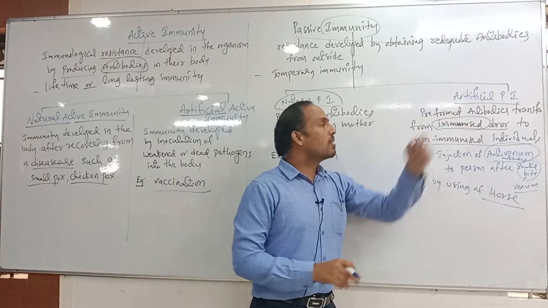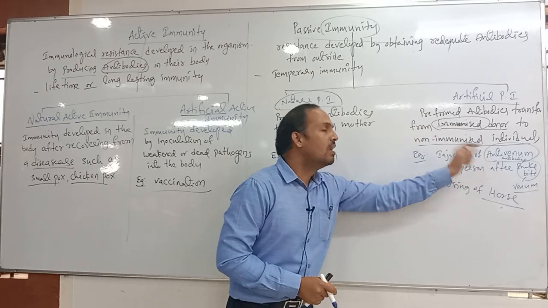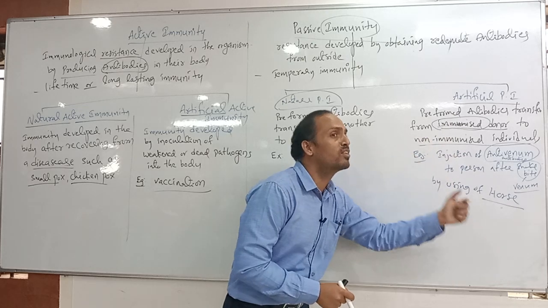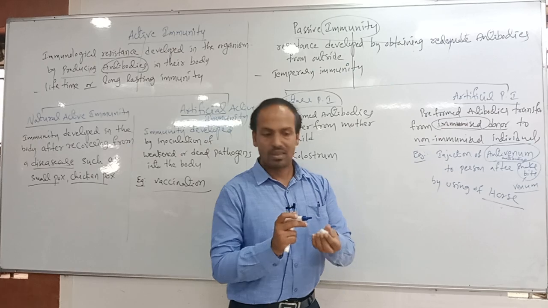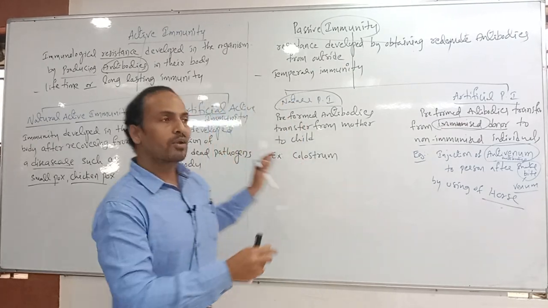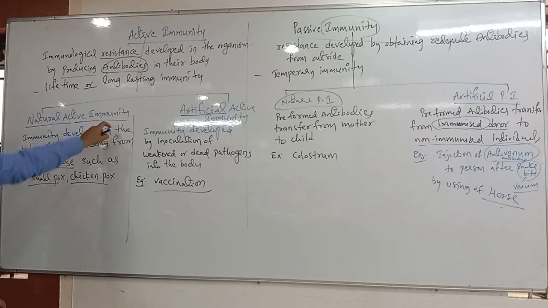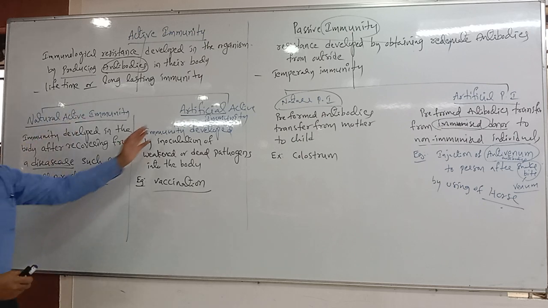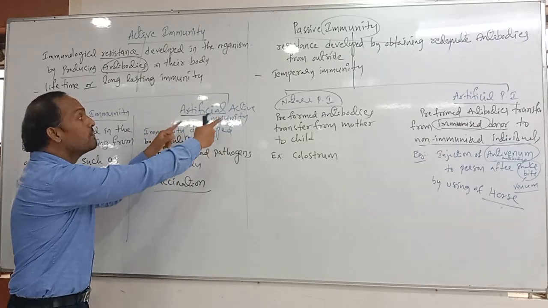This is what you have heard as artificial passive immunity. Artificial passive immunity is very important. Antivenom is collected from immunized donors. Immunized donors, which are horses. Okay, got the clarity? So, in active and passive immunity, natural active immunity, what do you have to remember? Smallpox and chickenpox. It is natural active immunity. And artificial active immunity is vaccination.